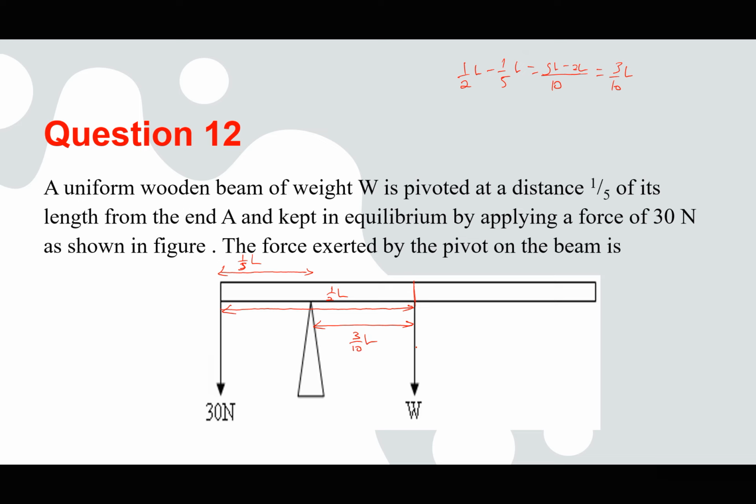Okay, so the question is the force exerted by the pivot on the beam, so we want the force here. Let me call that F. From the first condition, F is going to be equal to 30 newtons plus W. From the second condition, the principle of moments, W is going to cause clockwise moments, 30 newtons is causing anti-clockwise moments. So W times 3 over 10 L should be equal to 30 times 1 over 5 L.